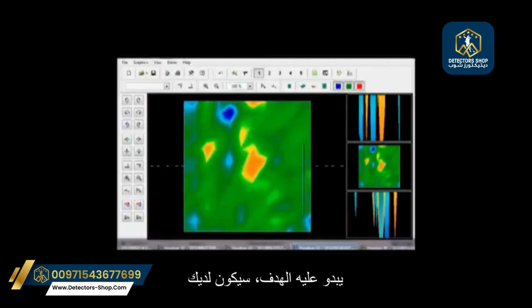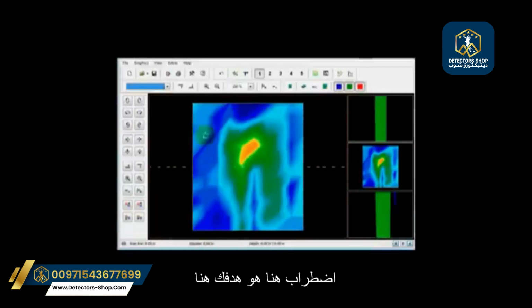And in regards to what a target looks like, you'll have a disturbance. Here's your target, here's the disturbance. This is where it was buried.